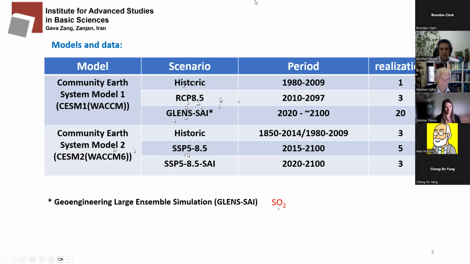and used the SSP 8.5 SAI scenario to explore the intervention effects. The third column shows the period of data we used for each of these scenarios, and the last column shows the number of ensemble members or realizations we used for each of these scenarios.